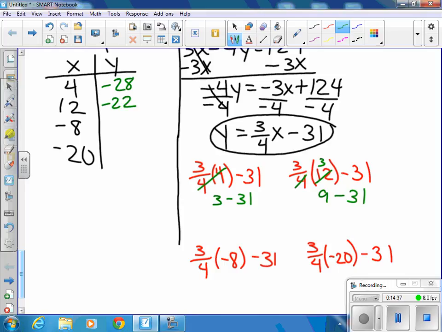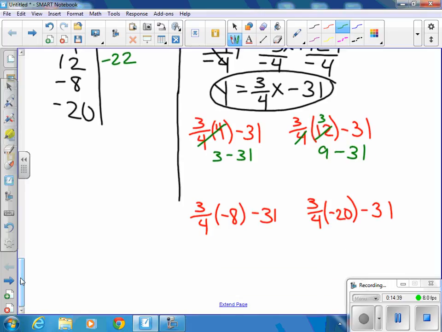Go to the negative 8. Right? 4 goes into the 8 twice, but remember that's going to be a negative 2 because the negative sign's still there. 3 times negative 2 is negative 6. Negative 6 minus 31 is going to be negative 37. Come over here to the next one. 4 goes into 20 5 times, so that's a negative 5. 3 times negative 5 is negative 15. Negative 15 minus 31 is now going to give you negative 46.